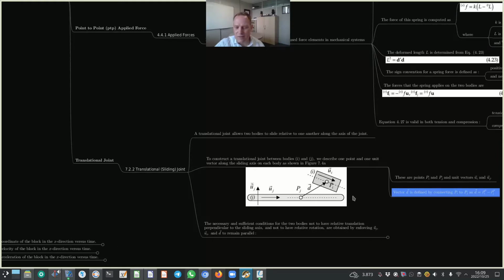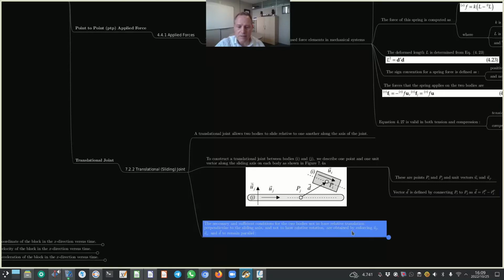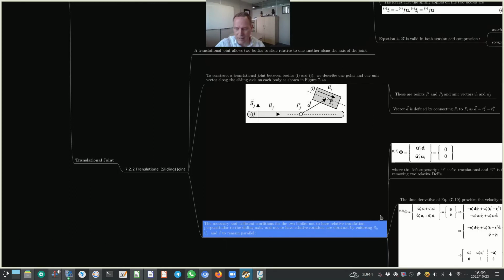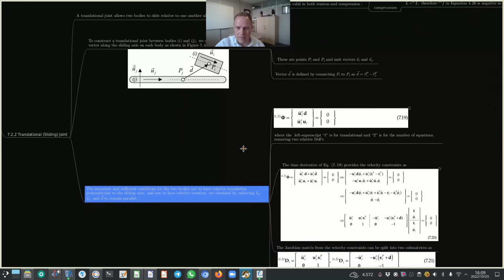If you take the vector loop, you get to the formula vector d equals vector rpi minus vector rpj. Now the necessary and sufficient conditions for the two bodies not to have relative translation perpendicular to the sliding axis and not to have relative rotation are obtained by enforcing uj, ui and d to remain parallel. Now let's look at how that is done.